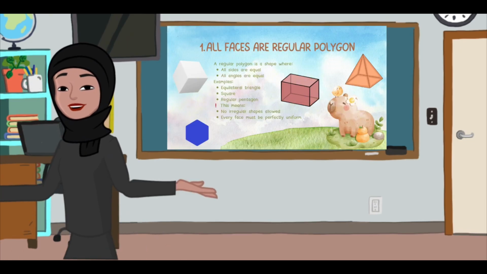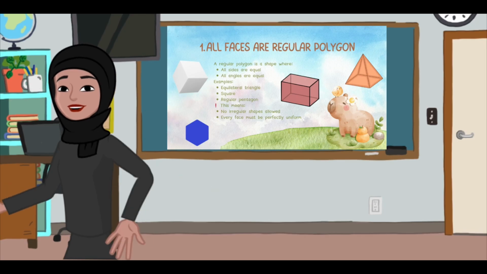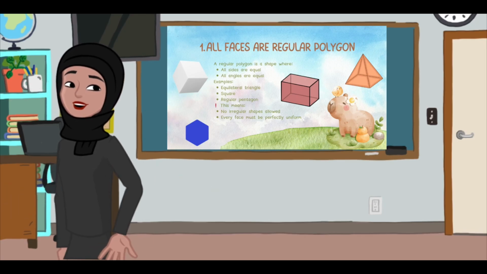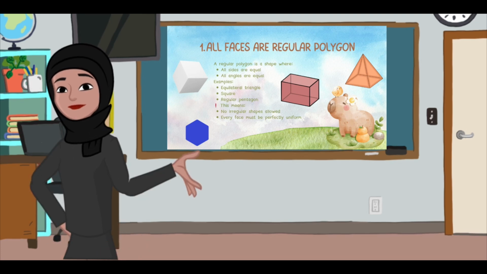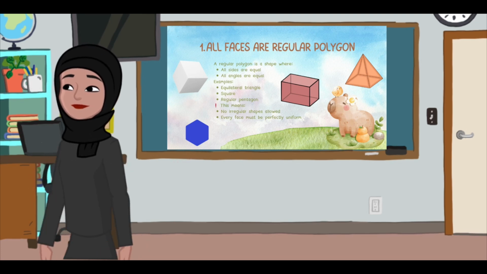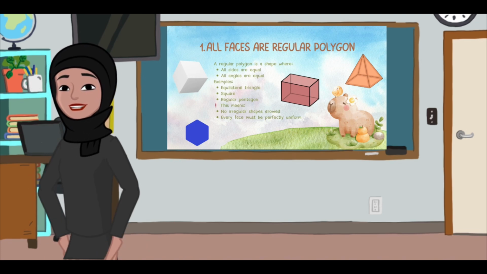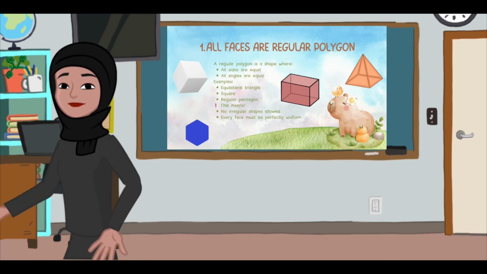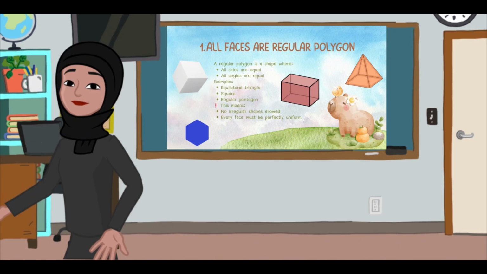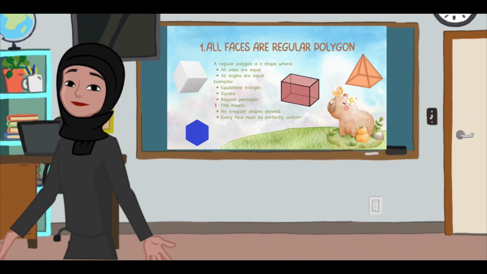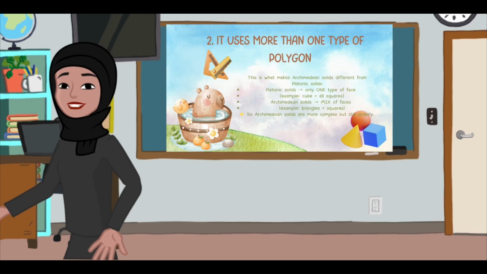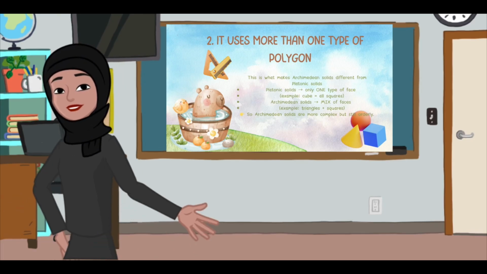To identify an Archimedean solid, it must satisfy all of these. The first one is all faces are regular polygons. A regular polygon is a shape where all sides are equal and all angles are equal, for example equilateral triangles, squares, or regular pentagons. This means no irregular shapes are allowed, and every face must be perfectly uniform.